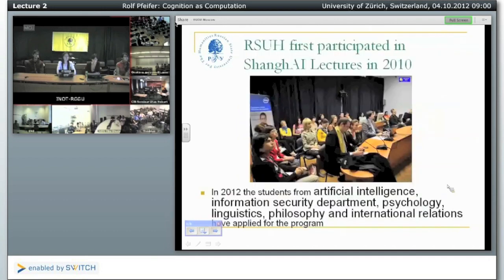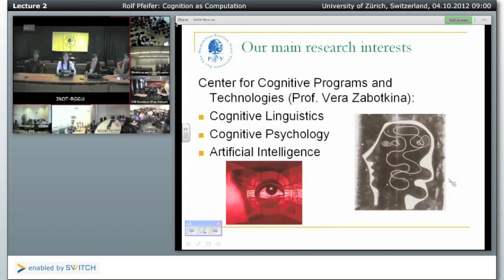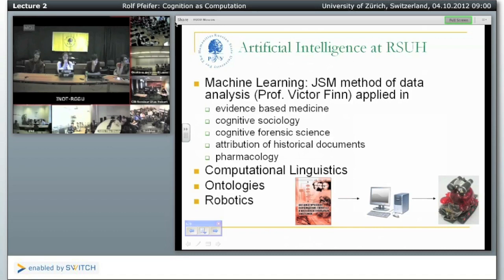We've been the participants of the project for the last 2 years, since 2010. And this year we've got students from Artificial Intelligence, Information Security Department, Psychology, Linguistics, Philosophy, and International Relations. And here the lectures are held on the basis of the Center for Cognitive Programs and Technologies, which conducts research in the field of cognitive linguistics, psychology, and artificial intelligence. And what we do in artificial intelligence is what you see in your slides: robotics, ontologies, computational linguistics, and machine learning. We're implementing and applying the JSM method of knowledge discovery in databases that was created here by our professor, Victor Finn.